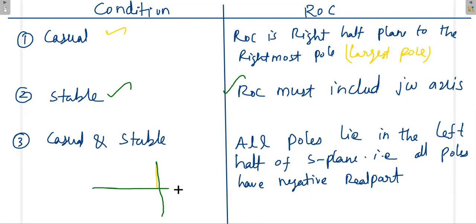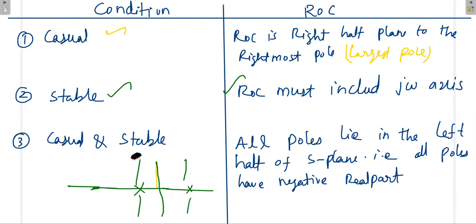That means I have to place my poles here. Again, where do I have to place the rest of the poles? If I place the rest of my poles here, this may give stability, but it will become like a strip. Again, I will not get the causal condition.